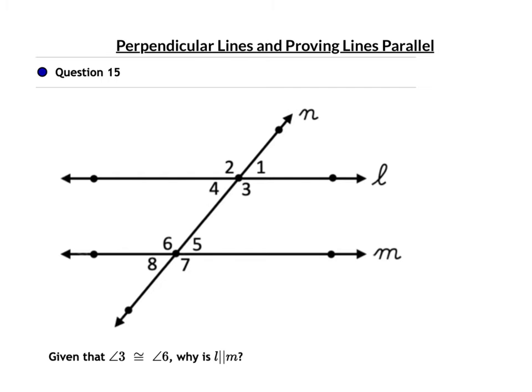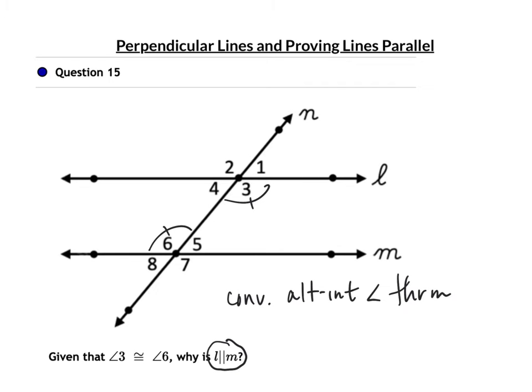Given that angle 3 is congruent to angle 6, why is L parallel to M? You have to remember that if you're concluding that lines are parallel, that's the converse. So look at angle 3 and angle 6. Those are alternate interior angles. They're on alternate sides of the transversal, the line that crosses, and on the interior of the parallel lines. So this is the converse of the alternate interior angle theorem.